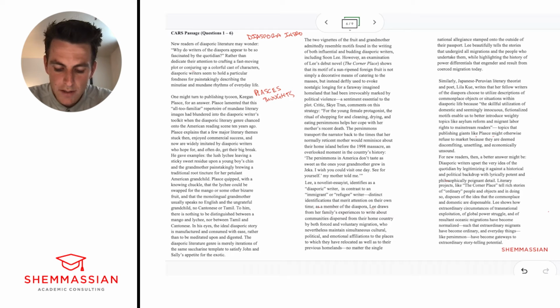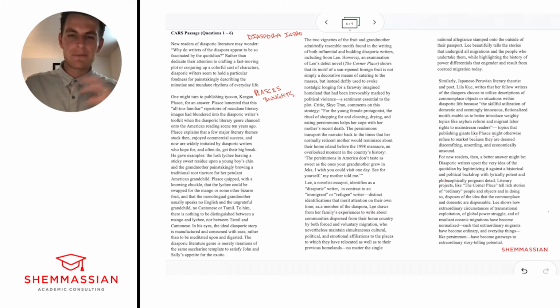Critic Sky Tran comments on this strategy. For the young female protagonist, the ritual of shopping for and cleaning, drying, and eating persimmons helps her cope with her mother's recent death. The persimmons transport the narrator back to the times that her normally reticent mother would reminisce about their home island before the 1998 massacre, an overlooked moment in the country's history. The persimmons in America don't taste as sweet as the ones your grandmother grew in Jekka. I wish you could visit one day. See for yourself, my mother told me.